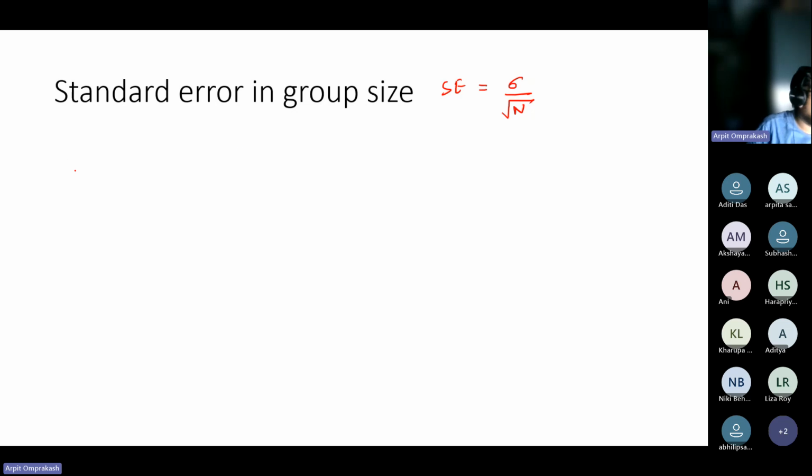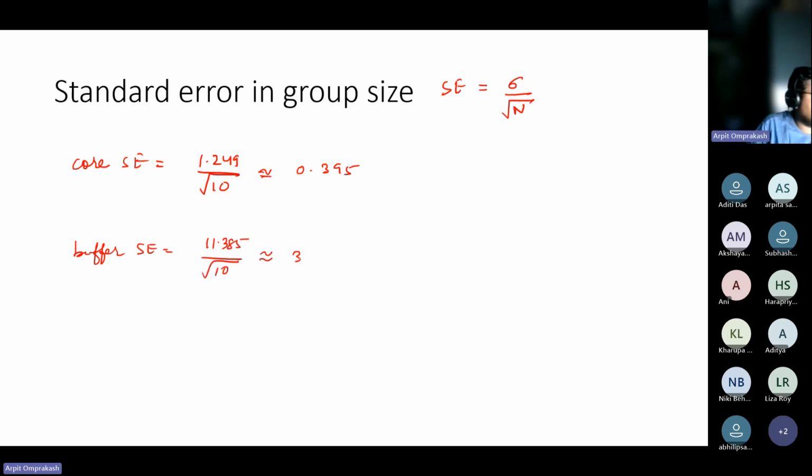So here for the core, we are calculating the standard error. We have 1.249 as the standard deviation, and n is 10. So if we do this, it comes up to 0.395. And for buffer, the standard error turns out to be 11.385 divided by root over 10, which is equal to 3.6. Right.